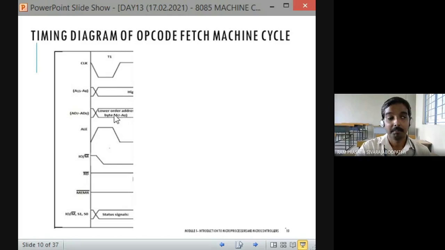Even though the memory address is being sent, the read signal is not yet activated. So the memory read is also high. Fine. So in combination of all the status signals IO/M bar, S1, S0.